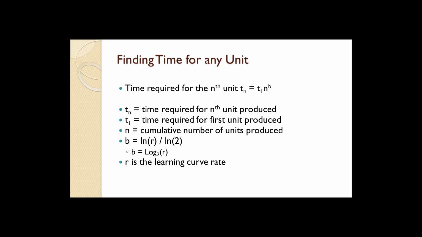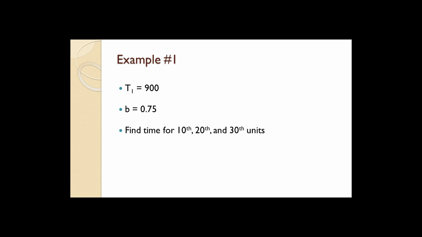B equals ln r divided by ln 2. B also equals log to the base 2 of r. Finally, r is the learning rate. The first unit requires 900 hours and the company is performing on a 75% learning curve. We wish to find the times for the 10th, 20th, and 30th units.